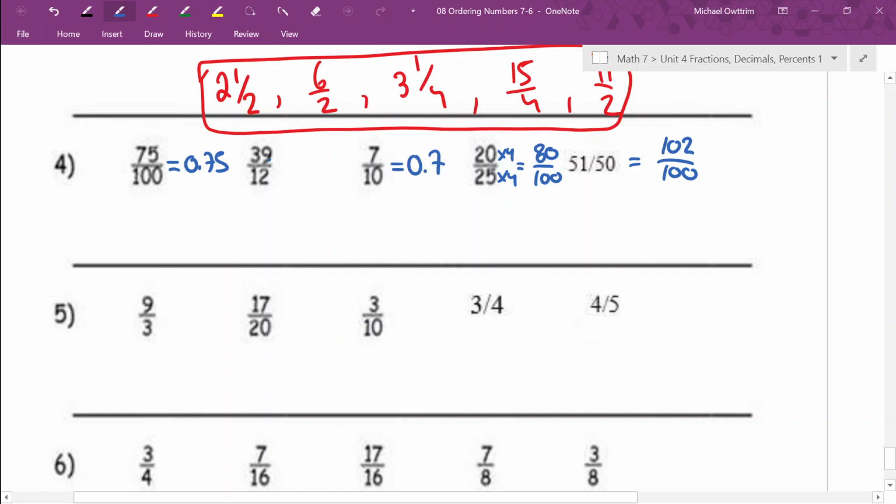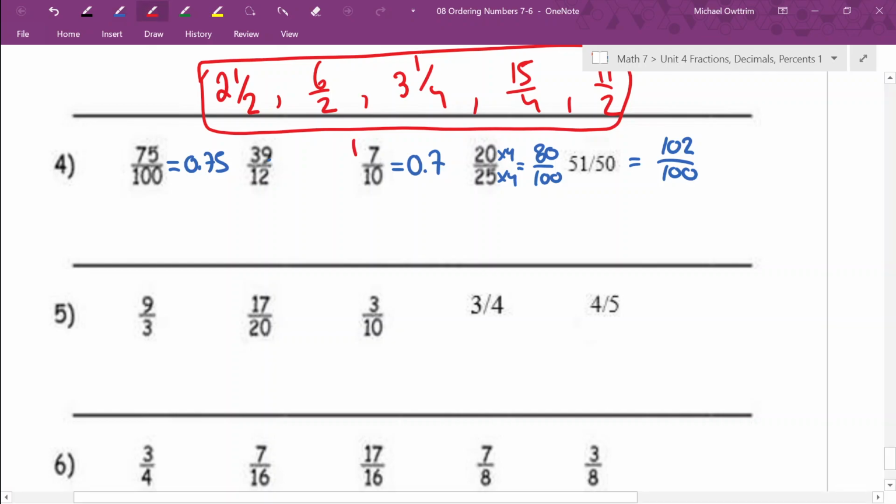So, I have a couple here that are less than 1. This one, and this one are less than 1. One of them that's just slightly over 1. And this one I haven't converted into anything yet, but I know it's a lot bigger than 1. 12 out of 12 would be 1. So 39 out of 12 is going to be a lot bigger than 1. So I'm not actually even going to do anything to it. I just know that's the biggest one.